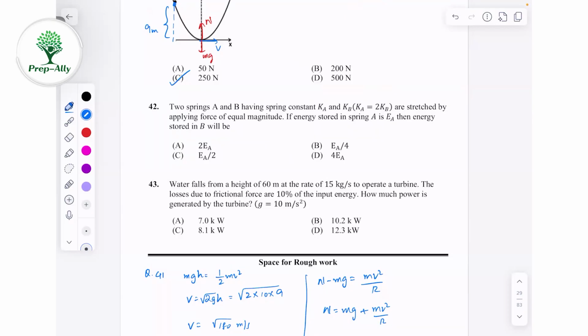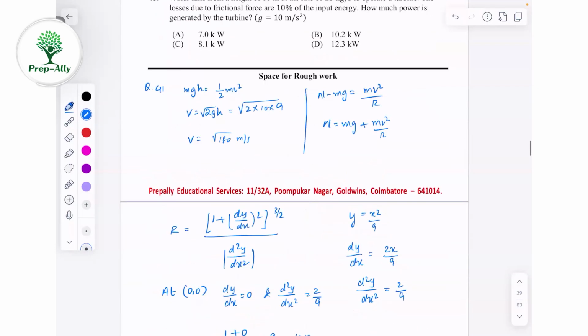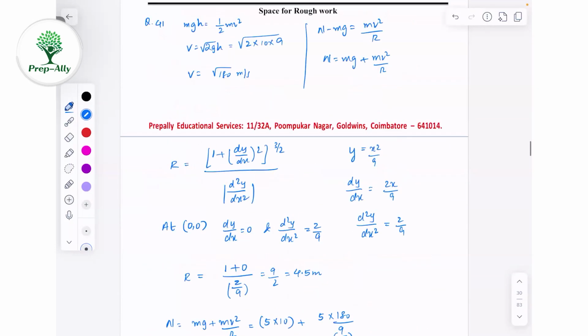Question 42. Two springs A and B having spring constants Ka and Kb, where Ka is twice Kb, are stretched by applying force of equal magnitude. If energy stored in spring A is Ea, energy stored in spring B will be, okay, question 42.